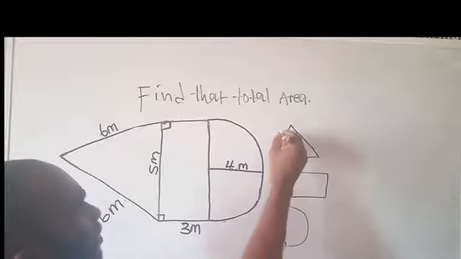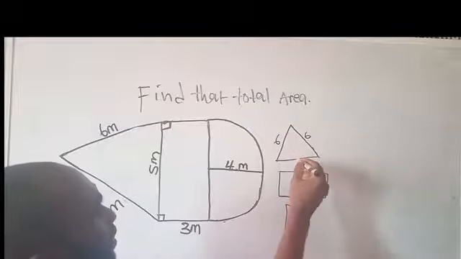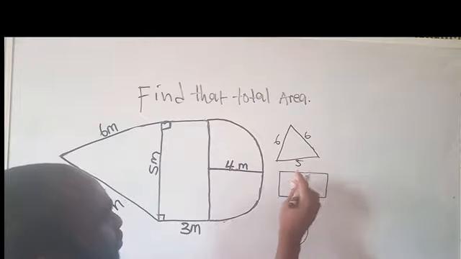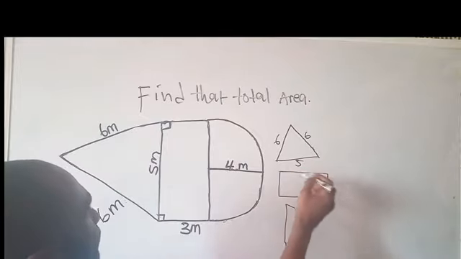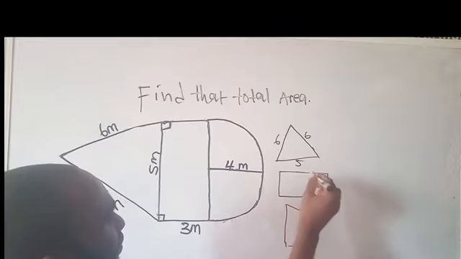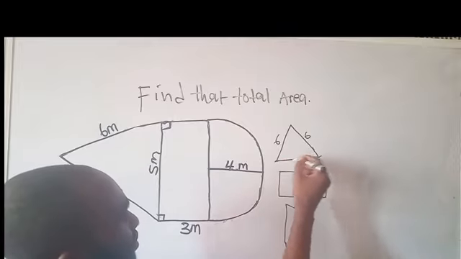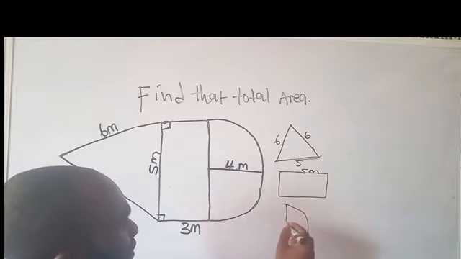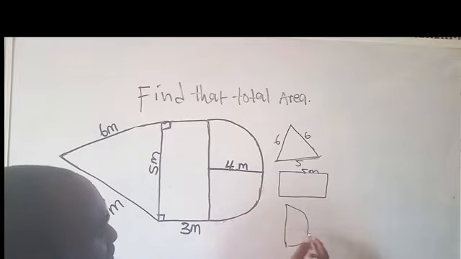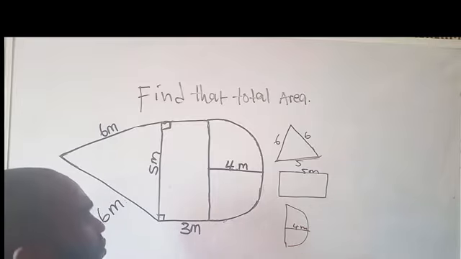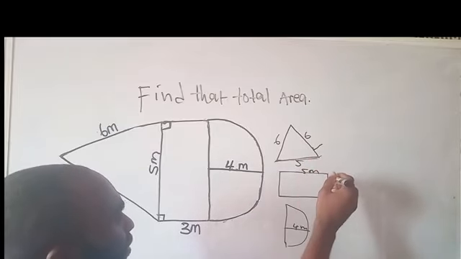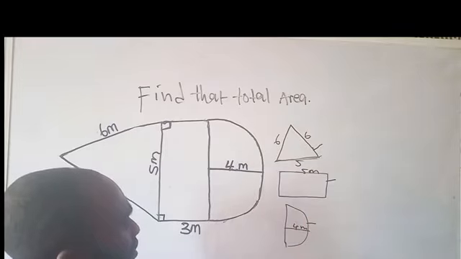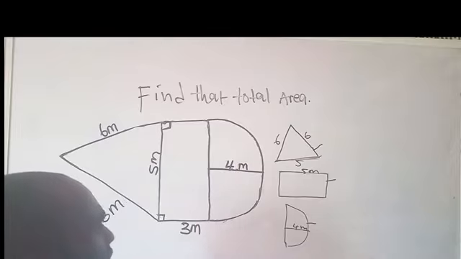I know that here we have 6, here we have 6, here we have 5. The length of this rectangle is the same as the length of this triangle, so here it is 5 meters. Here we have a radius that is 4 meters. So we are going to solve the area of the triangle, the area of the rectangle, and the area of the semicircle, then we sum everything together.